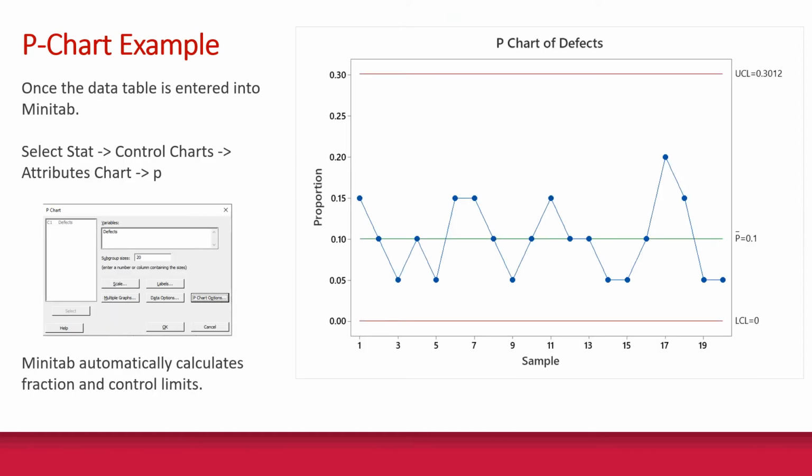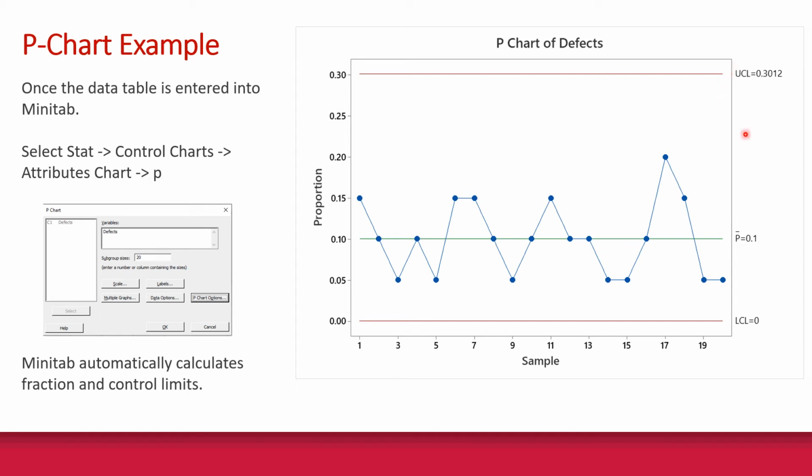Now I entered the data into Minitab. I entered a single column with the number of defects. You go to Stat, Control Charts, Attributes Charts, P, and then enter your data. For example, I have my column selected, which I labeled defects. For the subgroup sizes, I entered 20. Hit OK, and Minitab will automatically calculate the fraction and control limits for you.